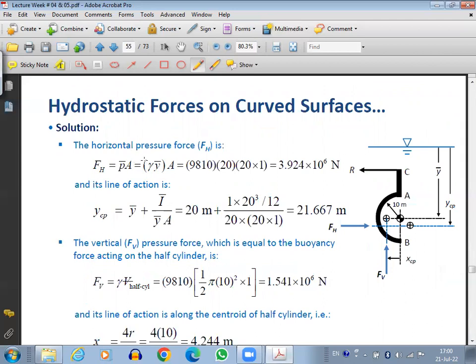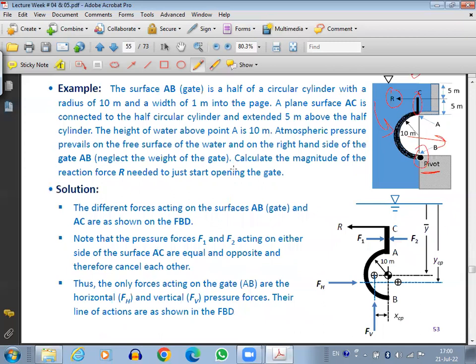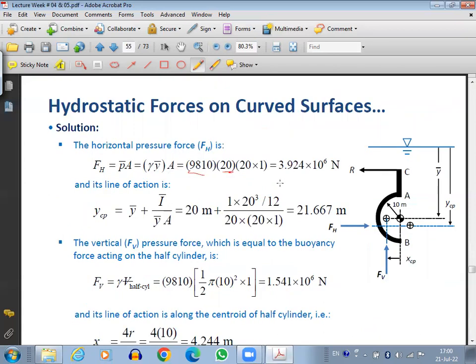Okay, so the horizontal force will be P into A, which is gamma y bar into A. Gamma is 9810, and y bar will be 20. Why will it be 20? You can see here, this is a 10 meter radius, so 10 meters will be this, and 10 meters above. So 10 plus 10, 20.